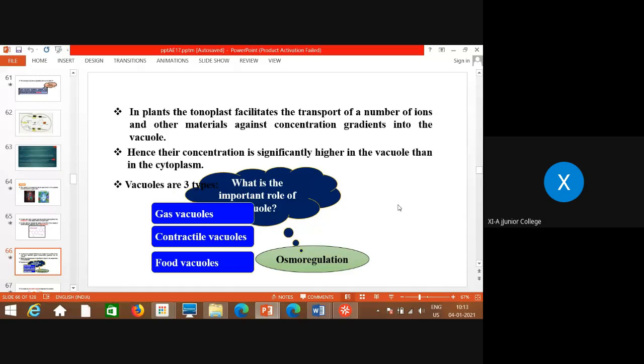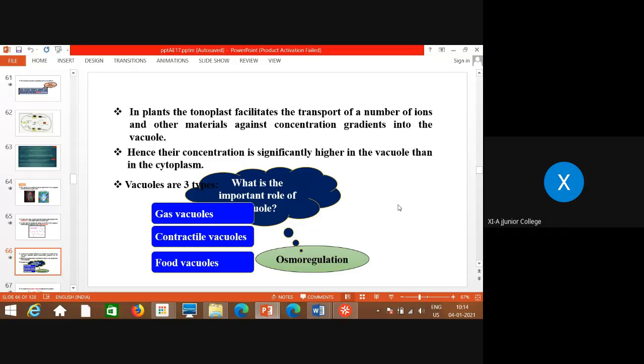Now in plants, the tonoplast facilitates the transport of a number of ions and other materials against concentration gradients into the vacuole, and hence their concentration is significantly higher in the vacuole than in the cytoplasm. That's what I told you just now. The tonoplast is the outermost layer of the vacuole, which is a single layer, and it facilitates the transport of ions.